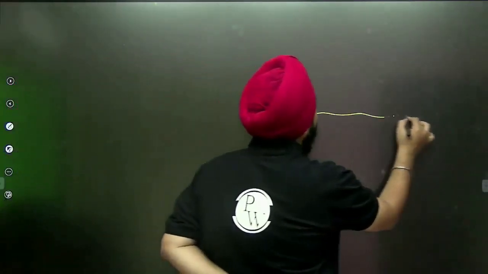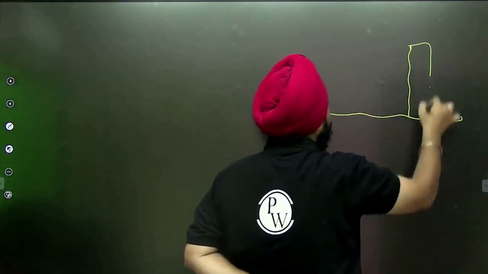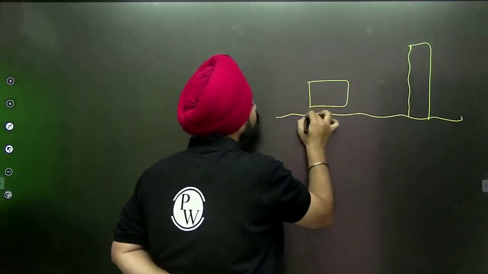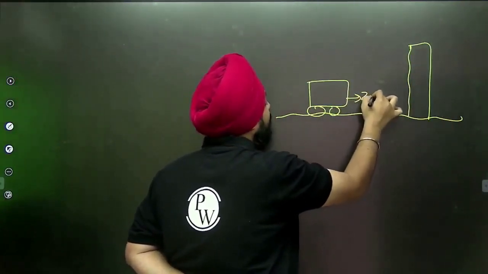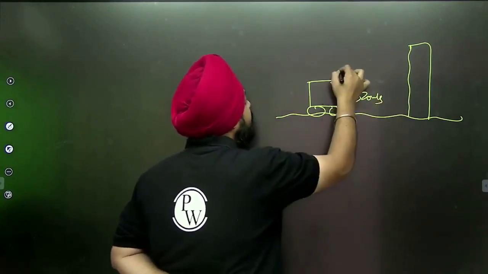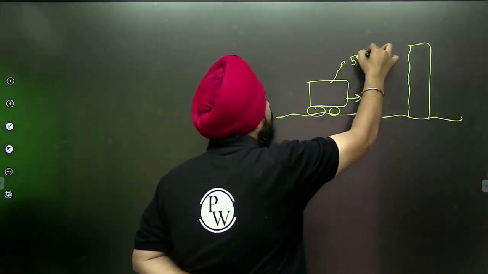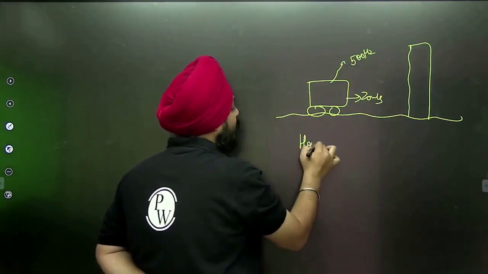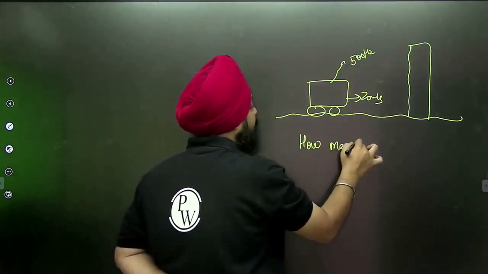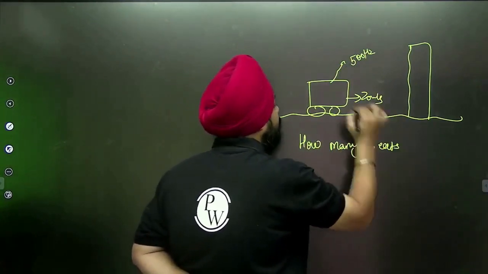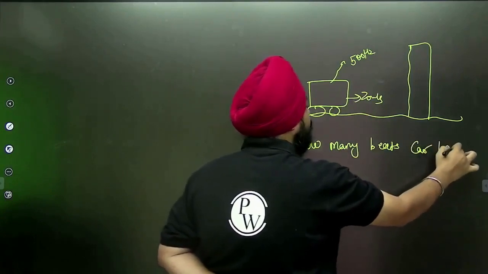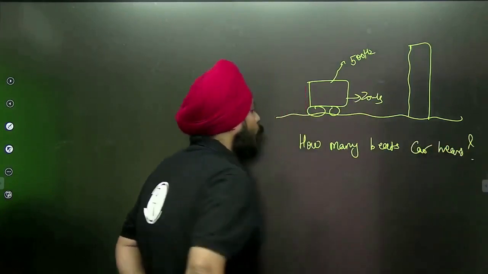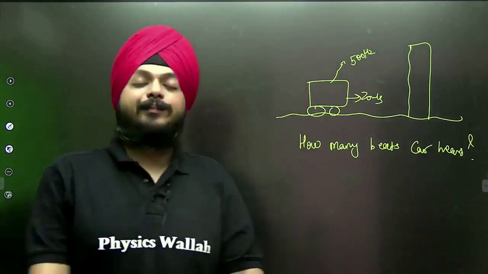See, suppose this is a wall, right? A car is moving with a speed of 20 meters per second and it is emitting a sound of 500. Now they ask us the question: how many beats does the car hear, or what is the beat frequency?